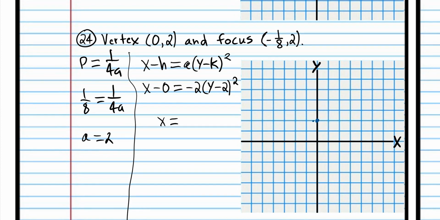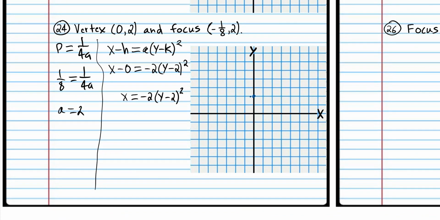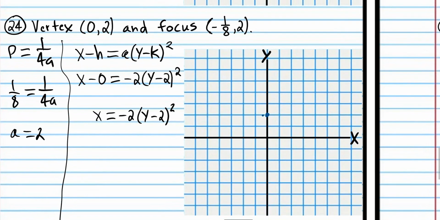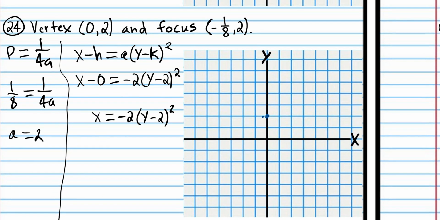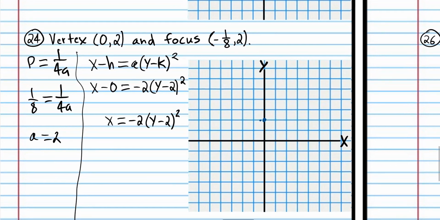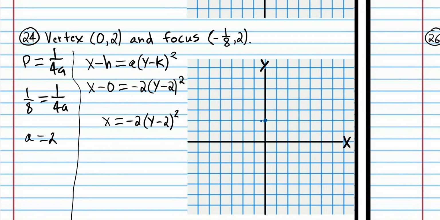So now we have x is equal to negative 2 times y minus 2 squared. And we can use that to graph the equation. So let's try plugging in negative 1 for y. It's easier to plug in y rather than x in this situation, so let's plug in negative 1. And we get negative 18. So let's plug in something smaller. Actually, positive 1. I meant to plug in positive 1.